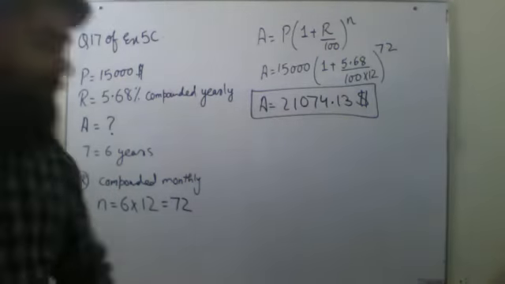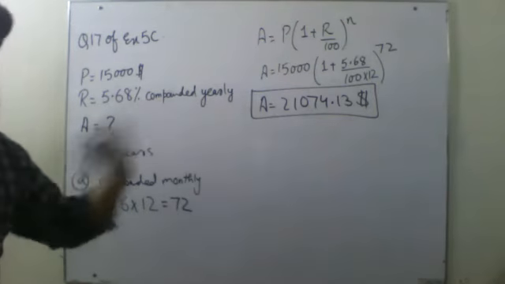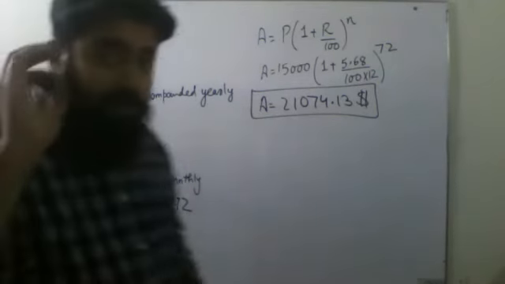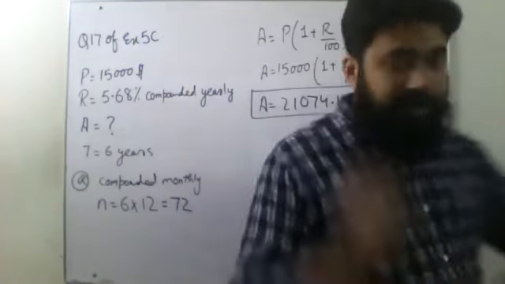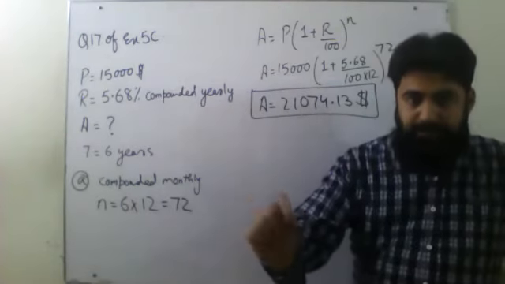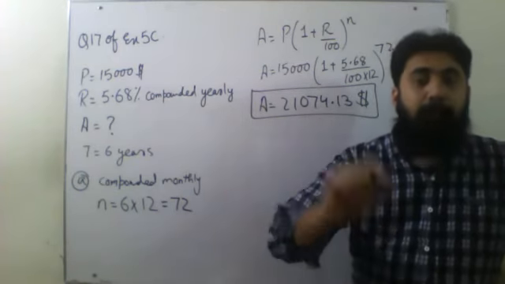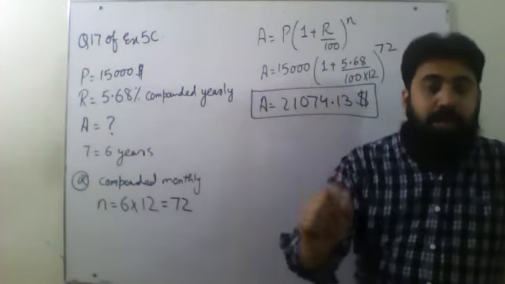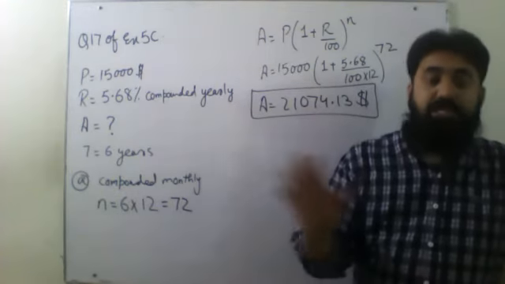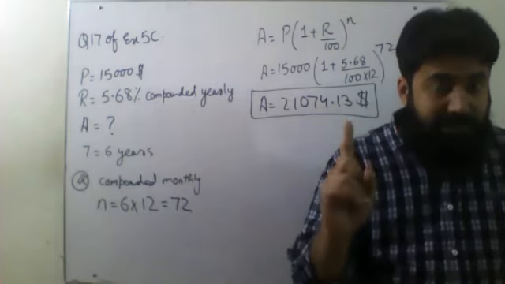If they would have given me compounded yearly, the interest rate is per year. Listen to the statement very carefully. They will be saying rate of interest per annum, compounded monthly, compounded yearly, compounded quarterly. These can be the things. So what is my first statement I'm telling you?